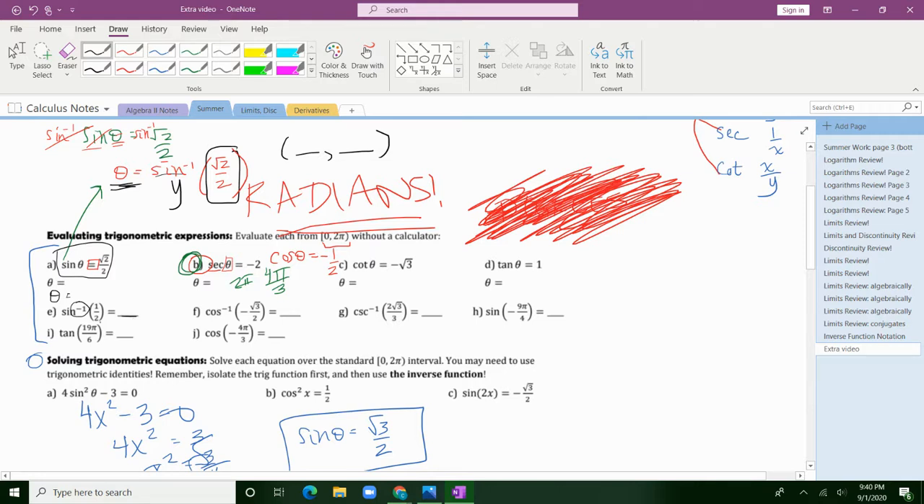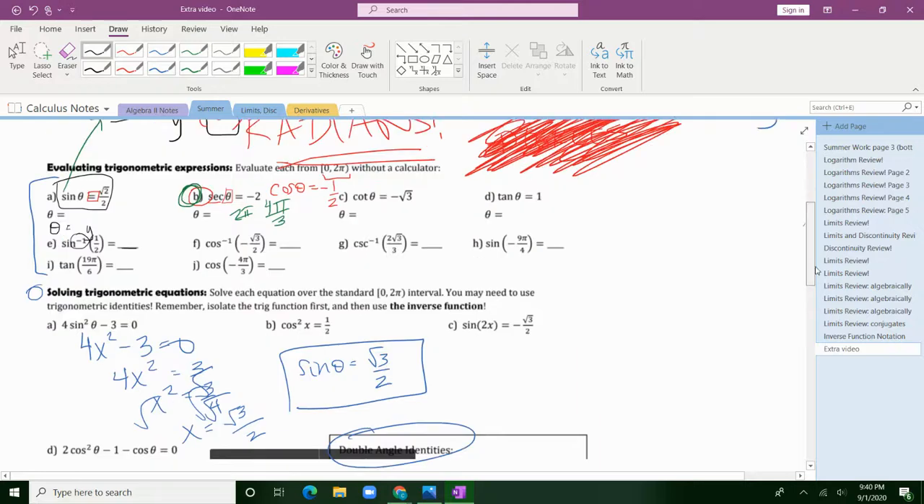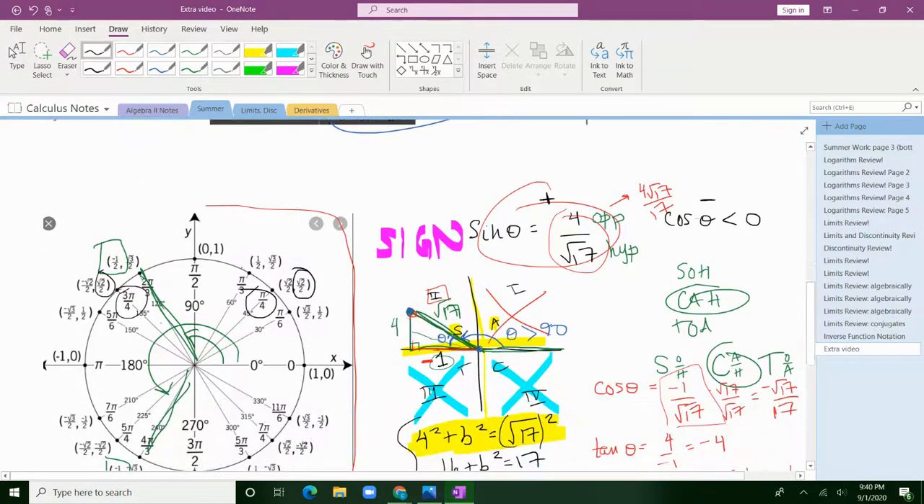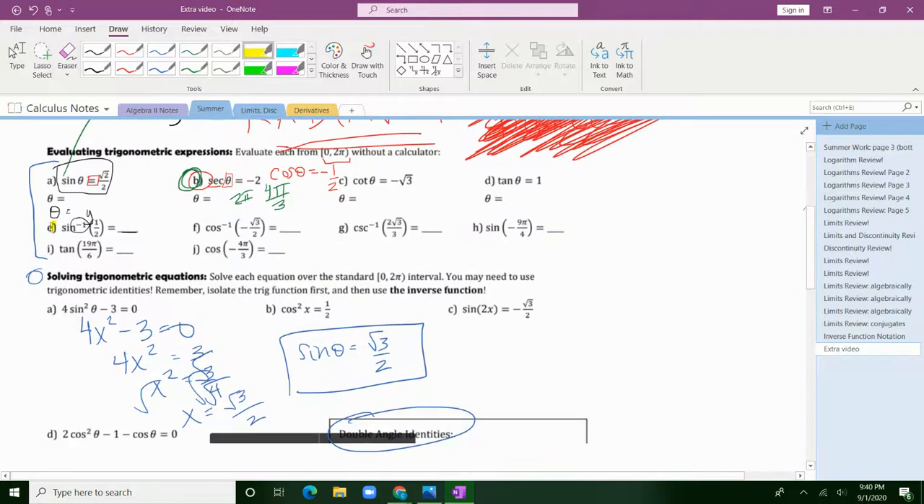So just for the sake of making sure this is answered right, sine inverse of a half. I know that my y value is half. Where on the unit circle, what angle rotation gives me sine is a half? So I have a y value of a half. That would be pi over 6 and 5 pi over 6. So that's how you would answer this one, pi over 6, 5 pi over 6.